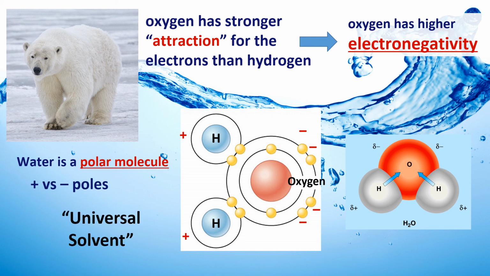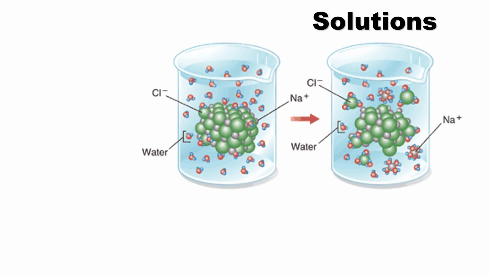This polarity, the polar nature of water, is one of the reasons why we call it the universal solvent. It is really good at dissolving all kinds of different substances. Speaking of universal solvents, we should have a couple words here about solutions just so we can make sure that we're using the same terms and know what we're talking about.